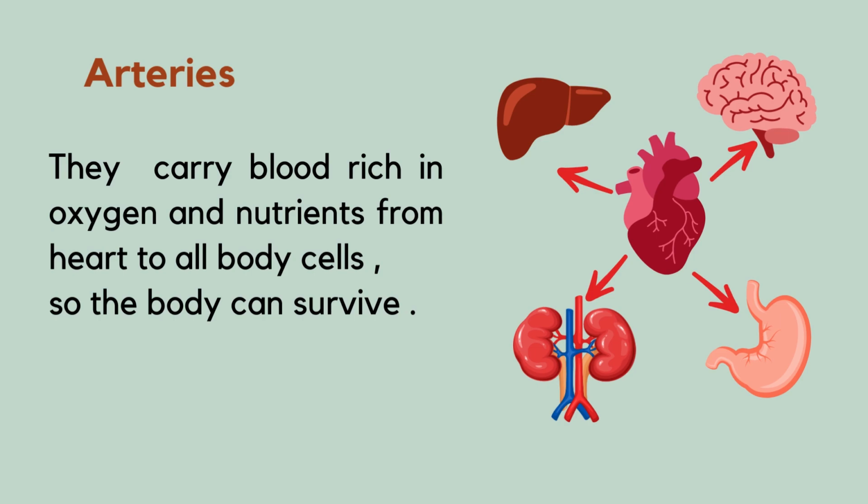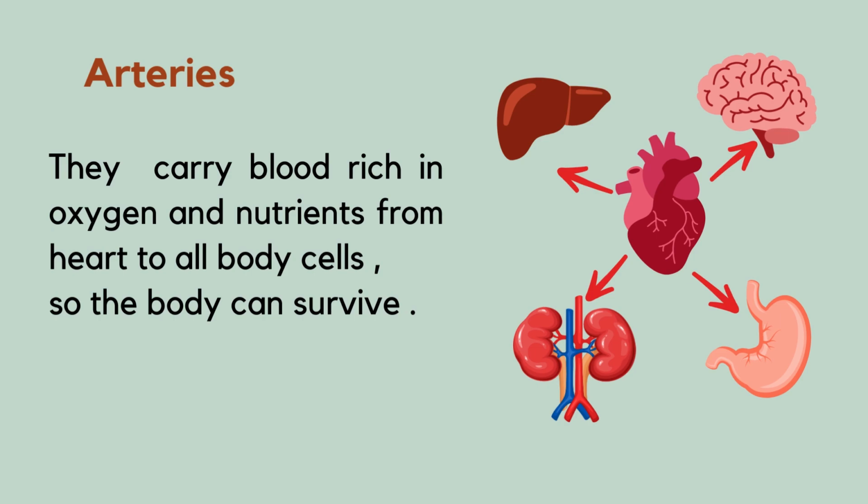And we know that the heart pumps the blood to all the body parts through these arteries. So this blood will be rich in oxygen and nutrients. Rich means that they have a large amount of oxygen and nutrients. So here the blood that is rich in oxygen and nutrients comes from the heart to all the body cells, okay, so the body can survive. All the body cells like brain, liver, stomach, all the body parts, will take now blood rich in oxygen and nutrients through the arteries.